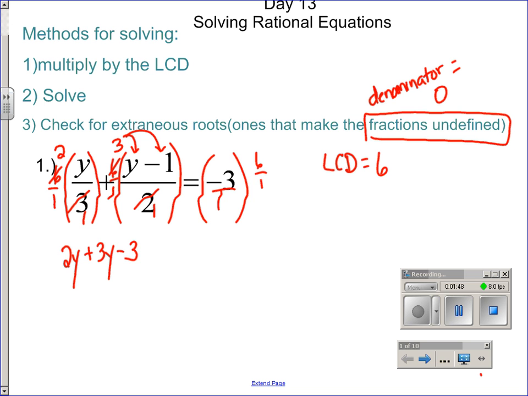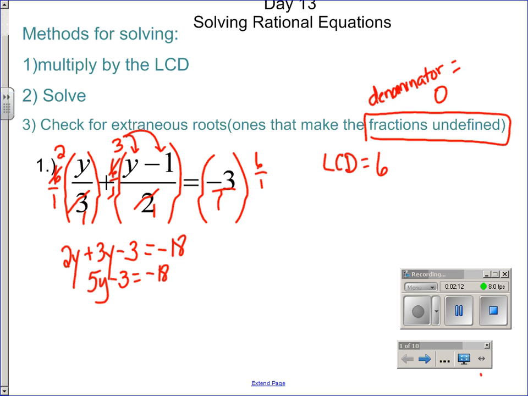Now looking over here at negative 3 over 1 times 6 over 1. There's nothing to cancel top to bottom, so we just multiply and get negative 18. And now we're just solving equations like we practiced last week. So 2y plus 3y is 5y. Minus 3 equals negative 18.